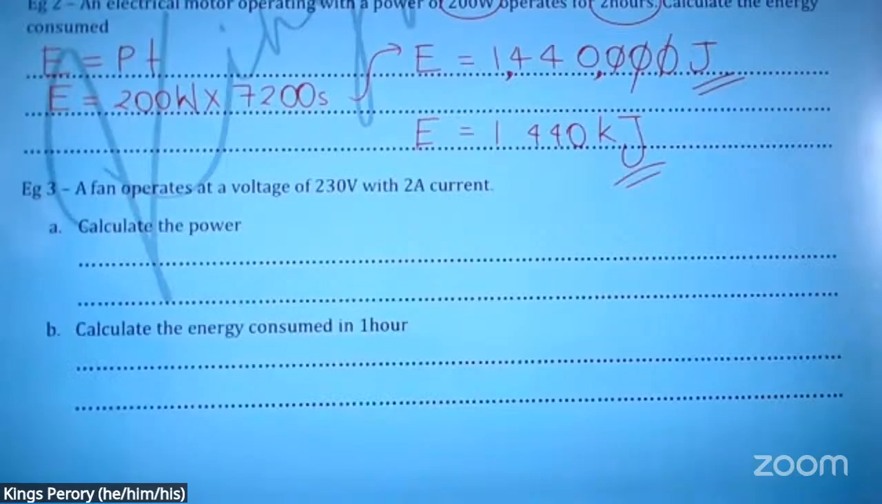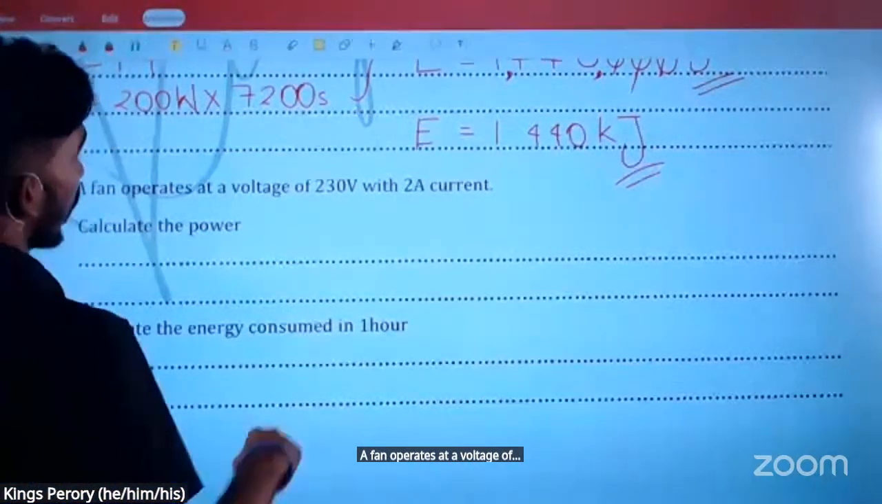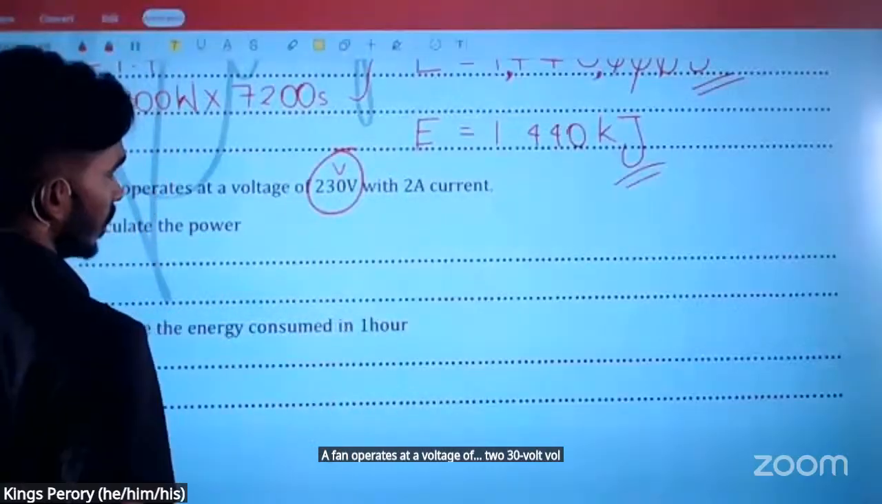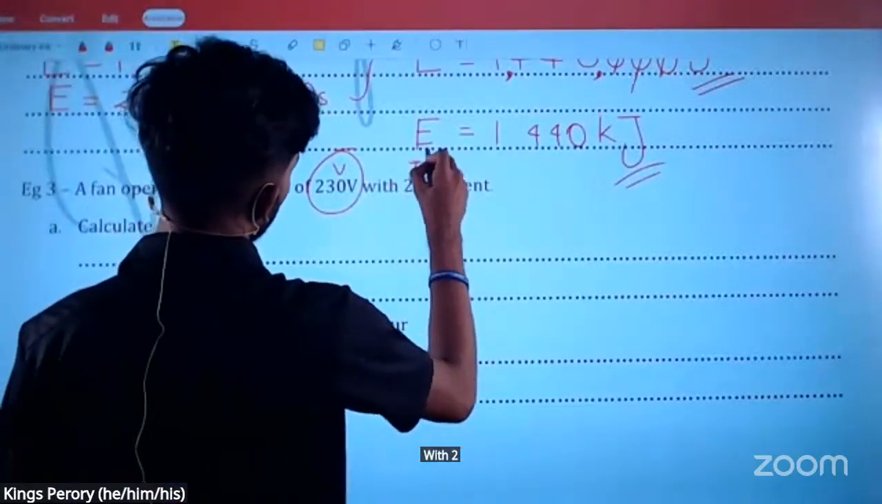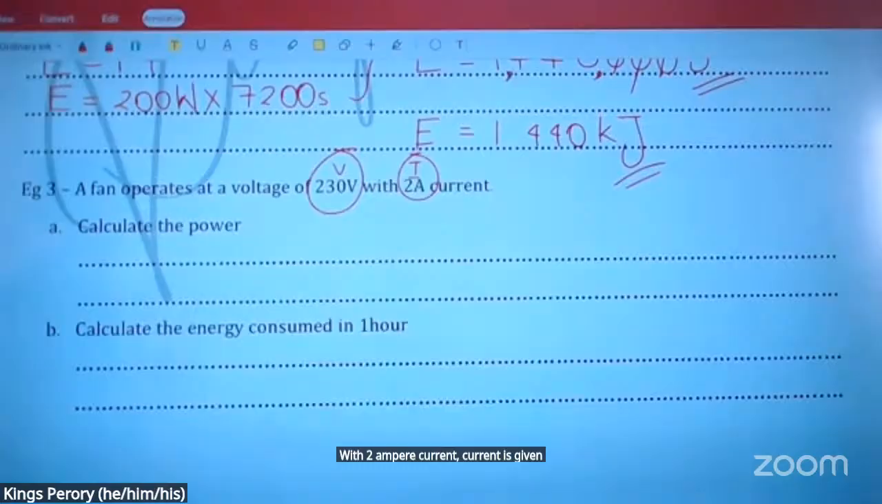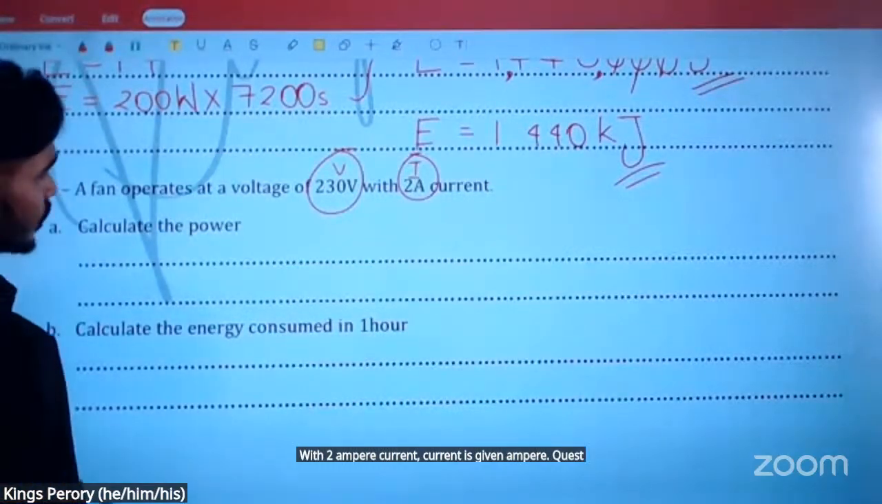Third question. A fan operates at a voltage of 230 volt. Voltage is given, 230 volt, with 2 ampere current. Current is given, ampere. Question A, calculate the power.